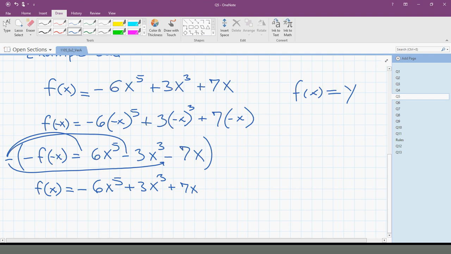So first you do even, it doesn't work, so you do odd. If it goes back to the original one, that means it's odd. If it doesn't go back to the original one, you will say it's neither. Okay. Now that will be good? Yeah. Okay.